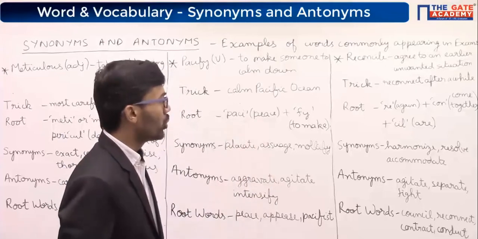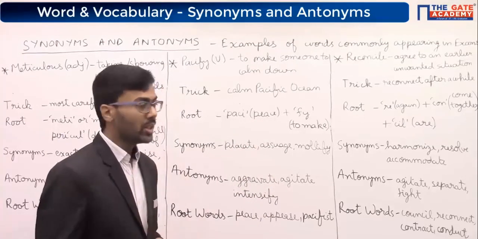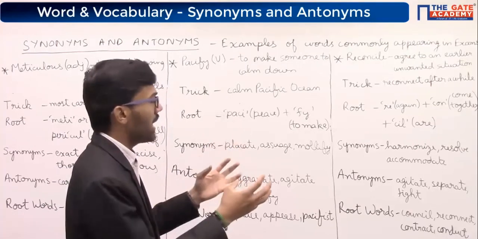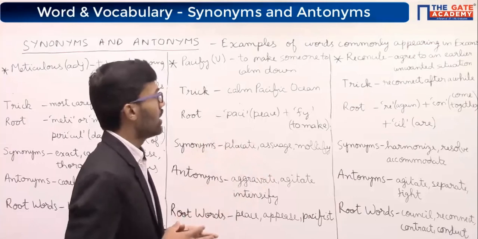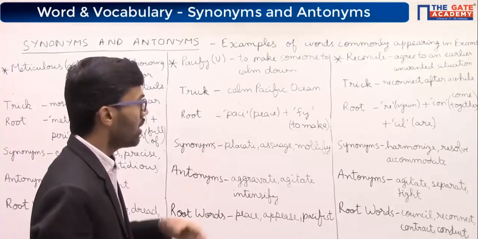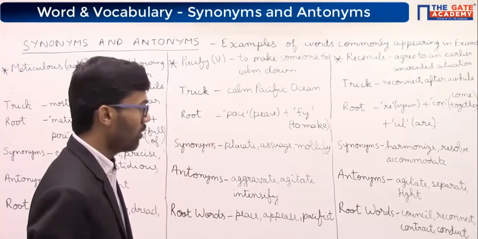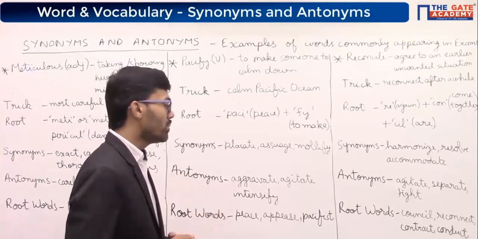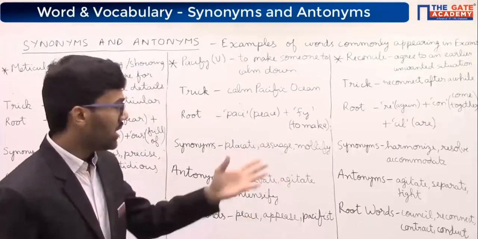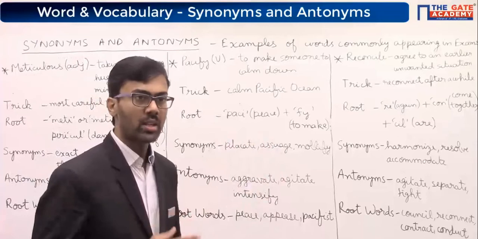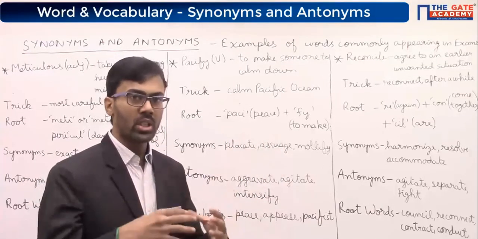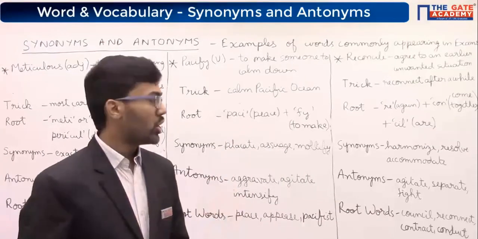Then the next root is con, which means come together, and sil, which means are. That is, the state of again coming together is what makes reconcile. Synonyms of reconcile are harmonize, resolve, accommodate. Antonyms are agitate, separate, fight. As you can very well see, these are commonly used words in the English language that most of us would have heard of. They simply mean to create a very positive, healthy, peaceful situation.